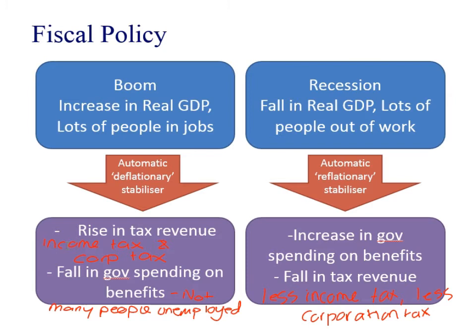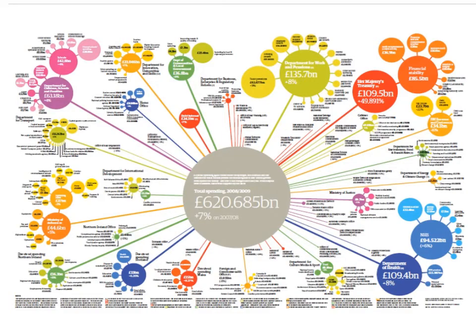However, if there's a recession, so you've got a fall in real GDP, lots of people out of work, automatic reflationary stabilisers kick in, so there's an increase in government spending because they're spending more on benefits, and a fall in tax revenue because people are demanding less and purchasing less. But this is very much A2 based, so just having a general awareness is good, but that's probably all you need at this point.